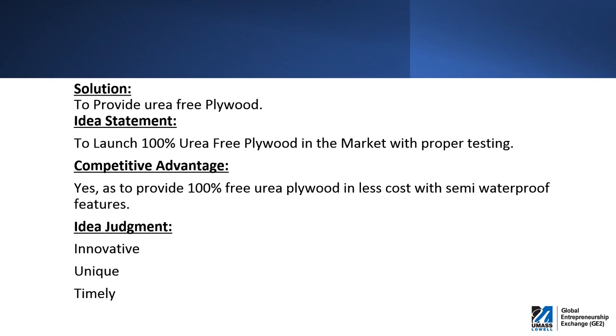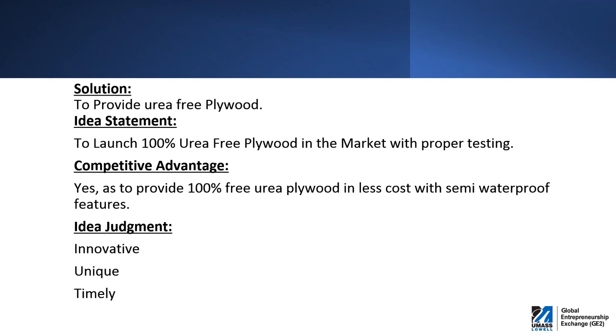What is the idea statement? To launch 100% urea free plywood in the market with proper testing. First of all, we will test in the laboratory, and then we will provide that particular plywood in the market, which will help the customer with long-lasting use. Competitive advantage: yes, we have a strategy, as we will give 100% urea free plywood at the lowest cost. We will use certain kinds of chemicals, and we will import those chemicals from different countries, which can be helpful to us.